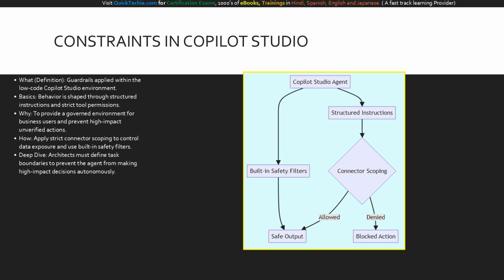blocked action. Simultaneously, the agent is continuously monitored by built-in safety filters, an independent layer that also points directly to safe output. This diagram clearly demonstrates how Copilot Studio uses a combination of architect-defined scoping and platform-native filters to ensure every action remains secure and within policy.